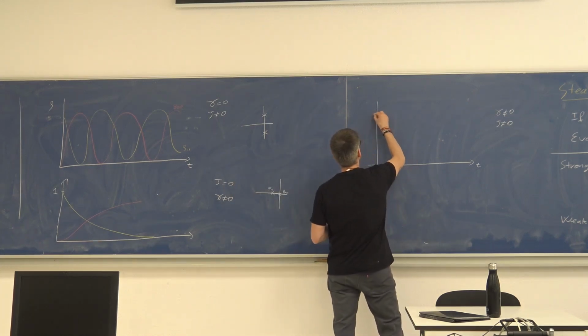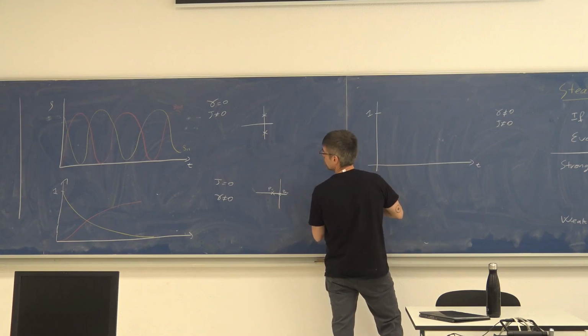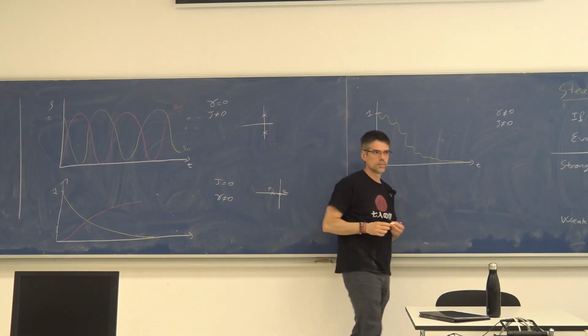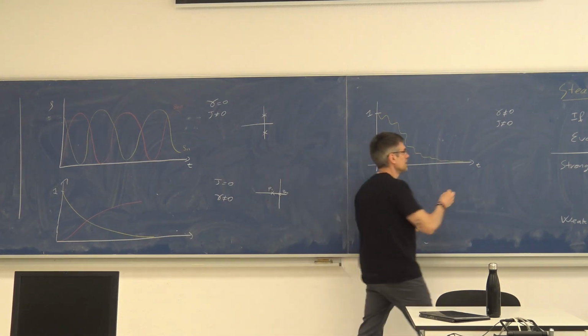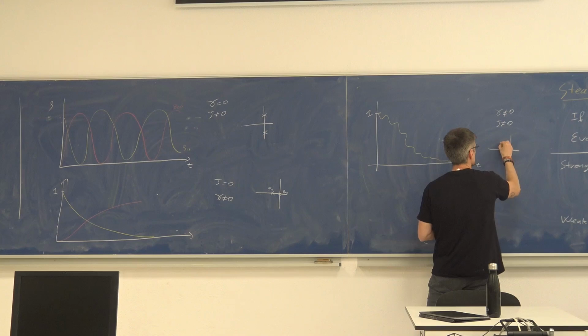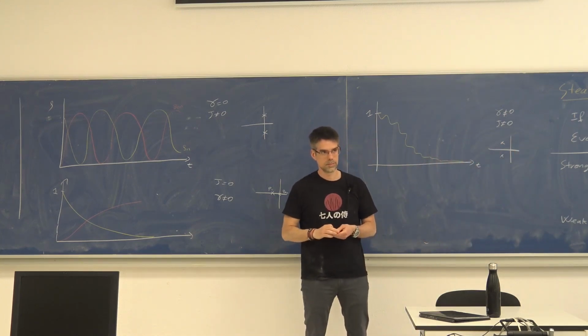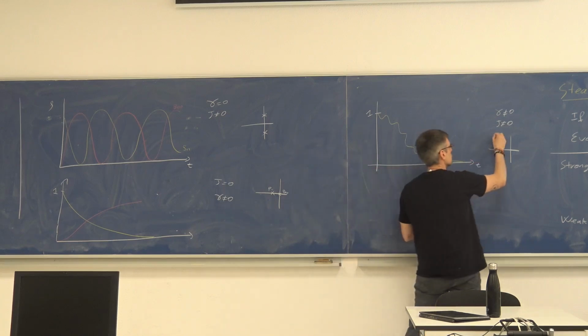So rho 1, 1 was this one, something like this. Because in this case, if you see the spectrum, this corresponds to something like here.